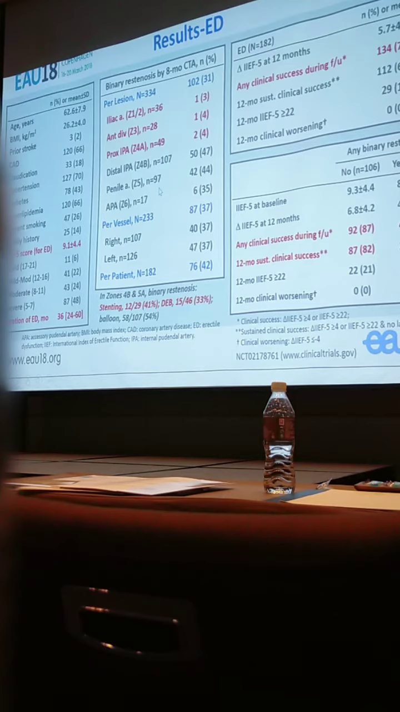And you can see here, if you look at here, probably around 200 or more lesions are located in the distal internal pudendal and the penile artery. That's what I said, in the pelvic floor. So two thirds of lesions are over there.